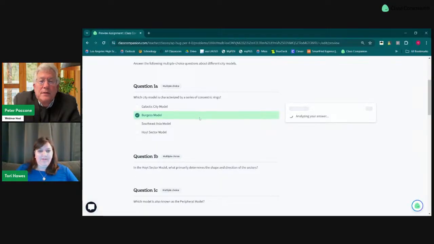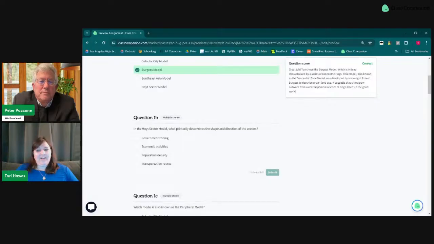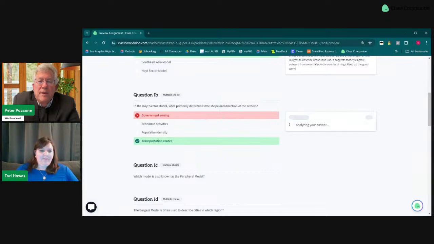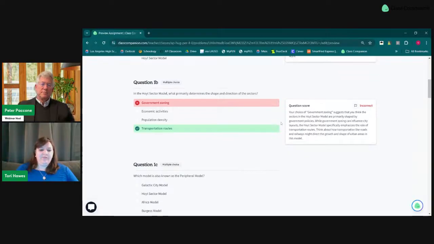So Burgess model. Okay, great job, which is indeed characterized by the concentric rings. And then it actually gives more information: developed by sociologist Ernest Burgess to describe urban land use. Good. So Hoyt sector model, let's choose one that's wrong. So it tells you the correct answer, and then it gives us a reasoning: primarily shaped by government policies. While government zoning can influence, it emphasizes the role of transportation routes.